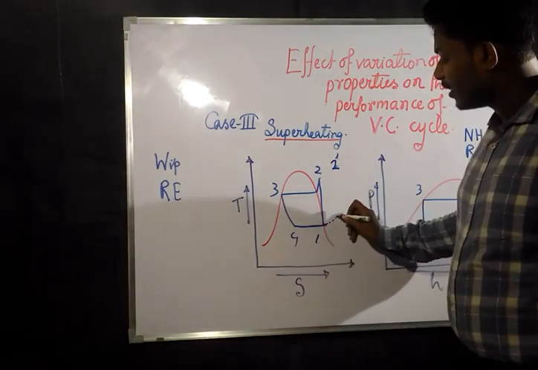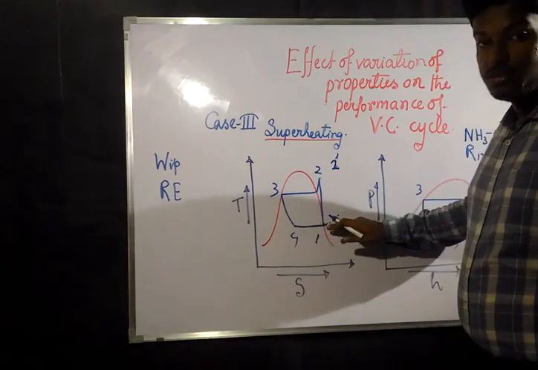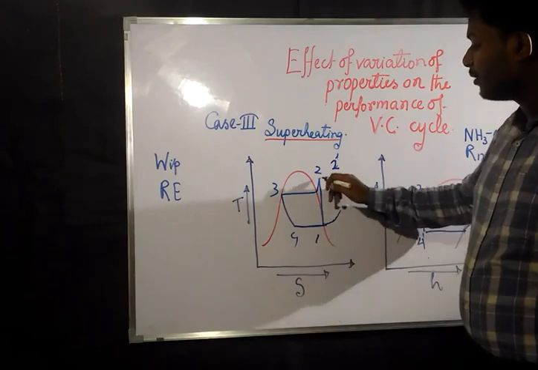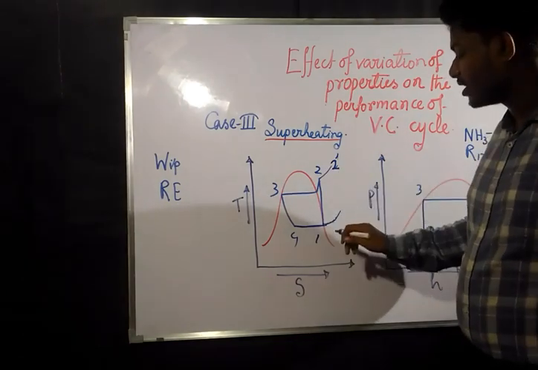Now if you are again superheating it, after coming out of the vapor dome, the constant pressure line is going to be there, and we are also going to add heat at constant pressure only.